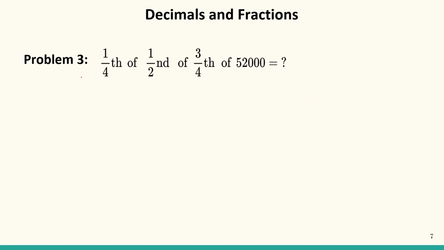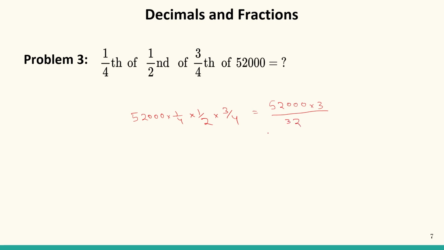So let's jump into problem number 3. What problem number 3 asks us is: 1 by 4th of 1 by 2nd of 3 by 4th of 52000 is equal to what? So 52000 into 1 by 4 into 1 by 2 into 3 by 4. So what we are left with here is 52000 into 3 whole by 16 into 2, that is 32.